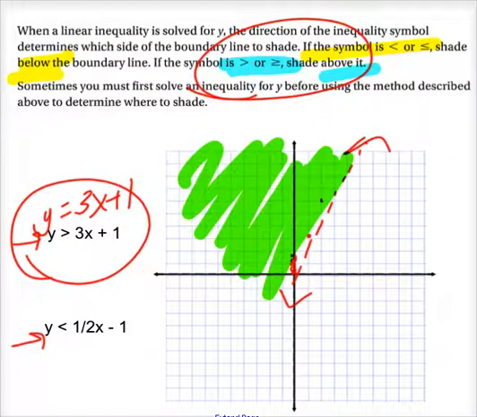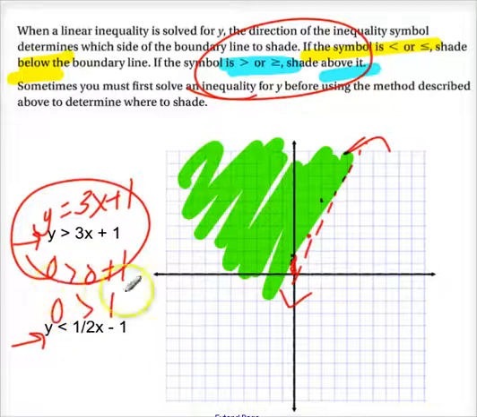And I can also, if you're not sure, always just test the point 0, 0. 0 is greater than 3 times 0, which is 0, plus 1. 0 is greater than 1 is not true. Therefore, I shade where 0, 0 doesn't fall. And my line would actually go over here. So 0, 0 was not a solution.